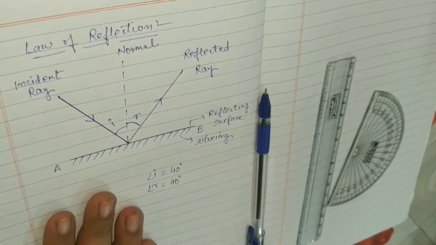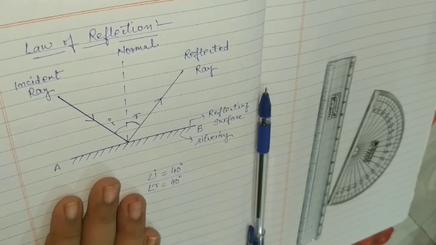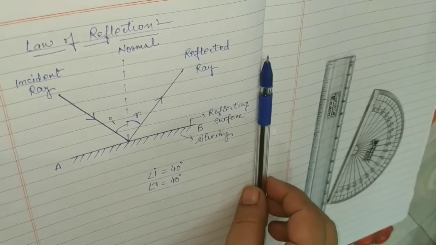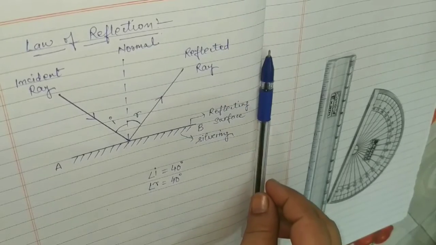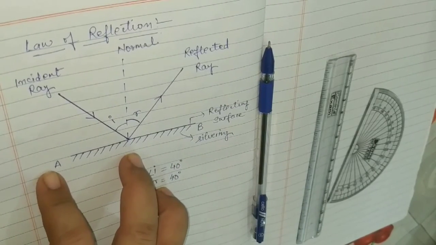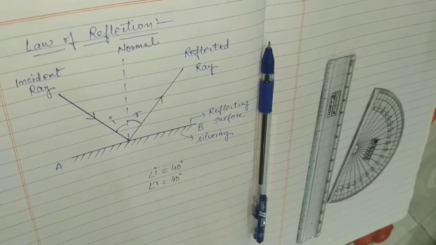So this is how you are going to make the diagram, but please make it with the help of a pencil, not with a pen. I have used a pen because it would be difficult to show in the video. You won't be able to see. That is why I have used a pen. Please use a pencil.